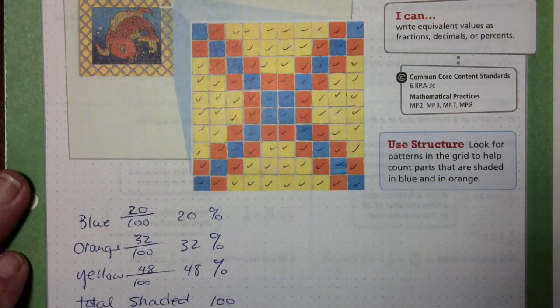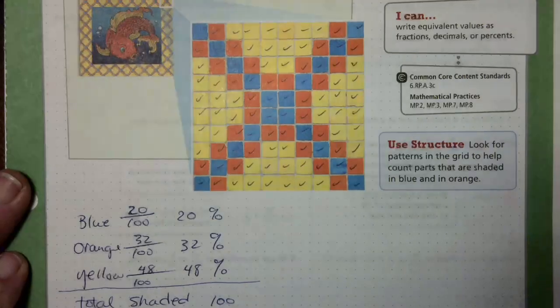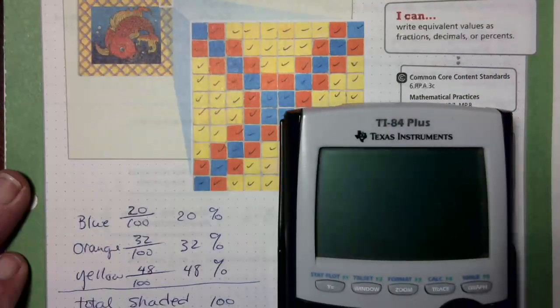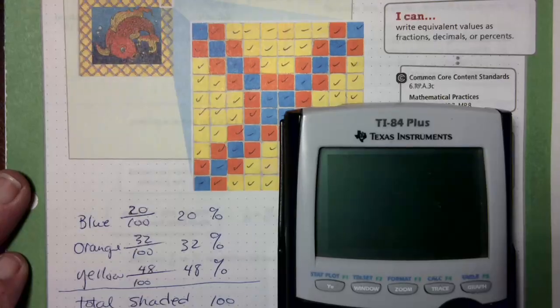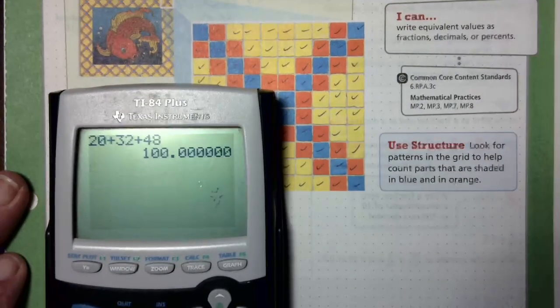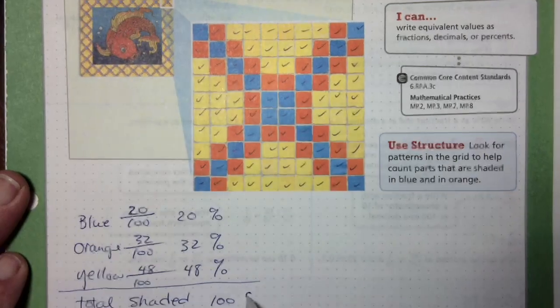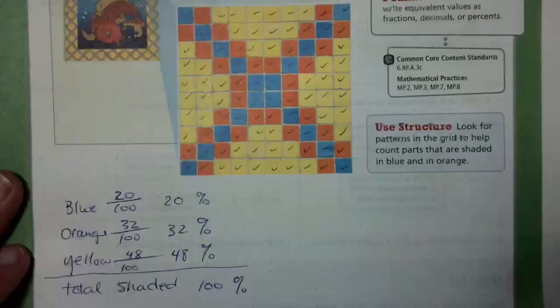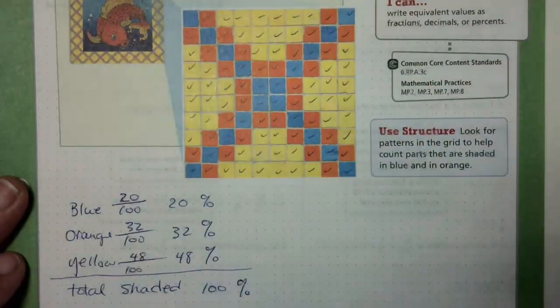So I have counted all three of these colors. Added together, they give me the total. Well, can we take a minute and let's see, 20%, so 20 plus 32 plus 48, what does that add up to? 20 plus 32 plus 48 adds up to 100. So the total shaded is 100%. When you add up every box that's up there, it should be 100%.